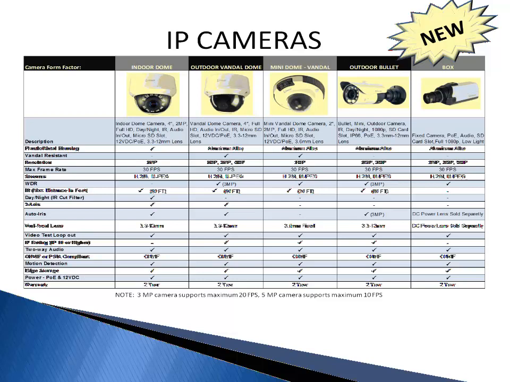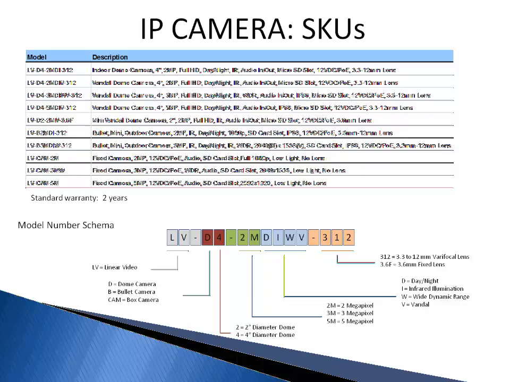Linear offers a 2-year warranty on all IP cameras. IP camera models include several domes. These will most likely account for more than 60% of sales. The model number schema includes the LV for Linear Video, D for dome, B for bullet, or CAM for box camera. A 2-inch or 4-inch diameter dome and 2, 3, or 5 megapixel resolution, with D for day-night, I for infrared illumination, W for wide dynamic range, and V for Vandal. The last number, 312, is for a 3.3 to 12 millimeter varifocal lens.